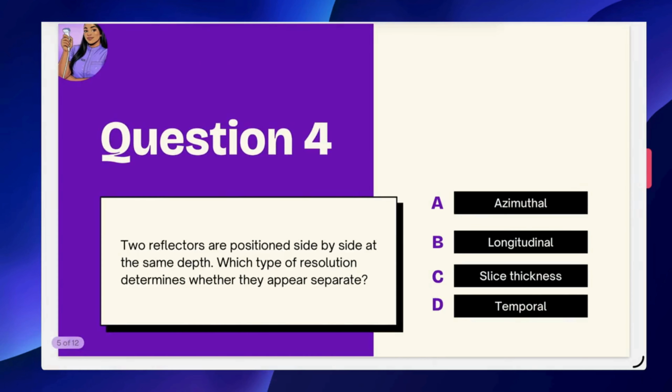All right, so let's go to question 4. This says the two reflectors are positioned side by side at the same depth. Which type of resolution determines whether they appear separate? Somebody says A, azimuthal. Okay. Let's see if anybody else has any answers as well.